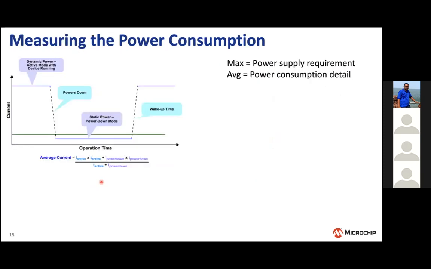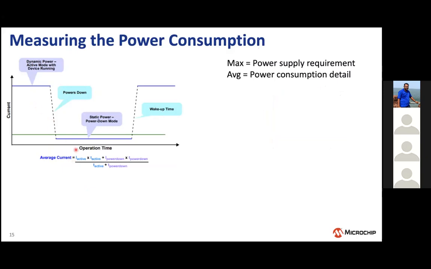Now, this was just an introduction to dynamic power consumption as well as static power consumption. Now, we're going to relate that to our practical life. We're going to say goodbye to all the theories that we just discussed. Now, let's focus on what to be done on your board, or in your daily life. What we want to know is the average current consumption, because that's going to give me the average power consumption.